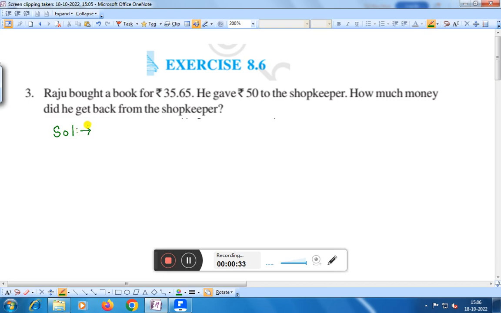Raju bought a book for rupees 35.65. He gave rupees 50 to the shopkeeper. How much money did he get back from the shopkeeper? That means you have to subtract rupees 35.65 from rupees 50, right?